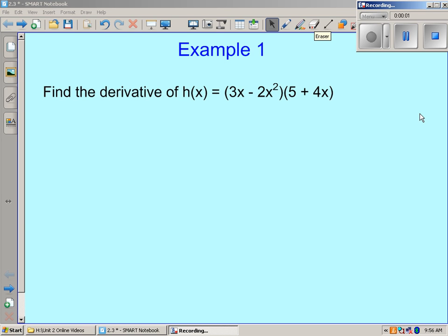Hello and welcome to section 2.3, product and quotient rule and higher derivatives. So this is our first example for today. We're going to find the derivative of this function, and it is a product rule.